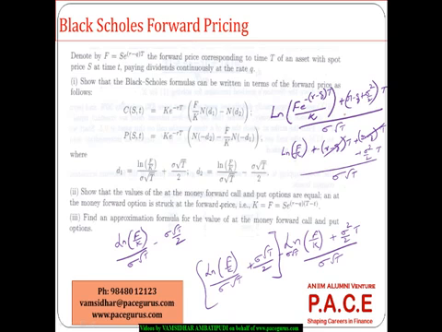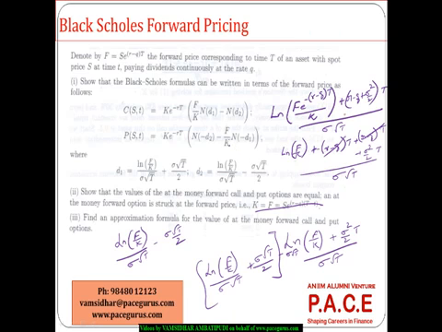Values of the at the money forward call and put options are equal. At the money forward is struck at the forward price. So if the forward price is going to be K equal to F, which is working out to S e power (r minus q) times t, then the call and the put are going to be the same, because the put option is going to work out with this kind of a formula.